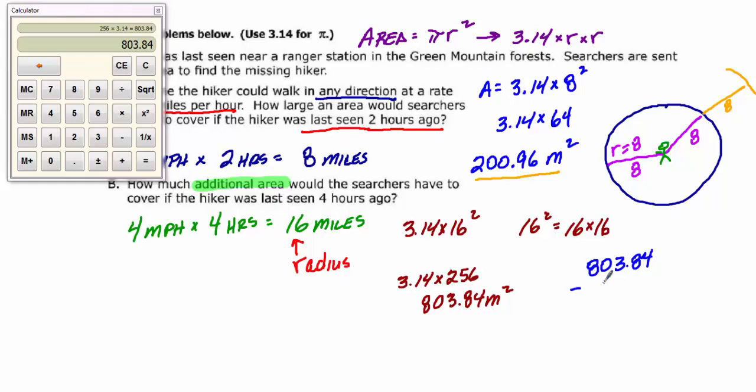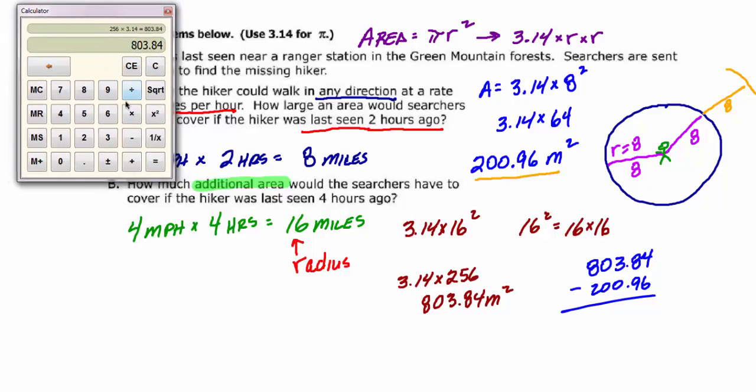803.84 minus the 200.96 they'd already searched. So my 803.84, I'm back in my calculator now up here in the corner. 803.84 minus 200.96 equals 602.88 miles squared additional.